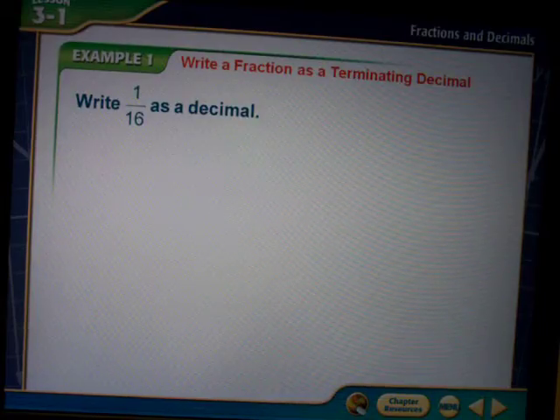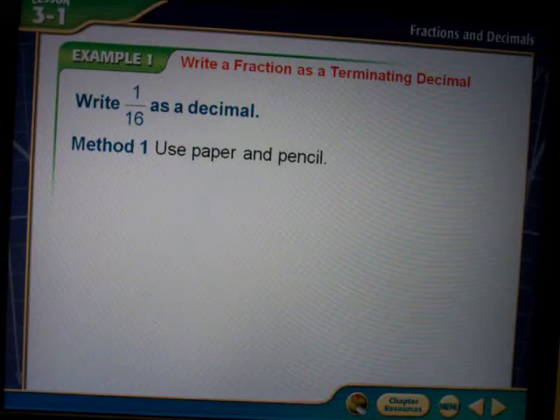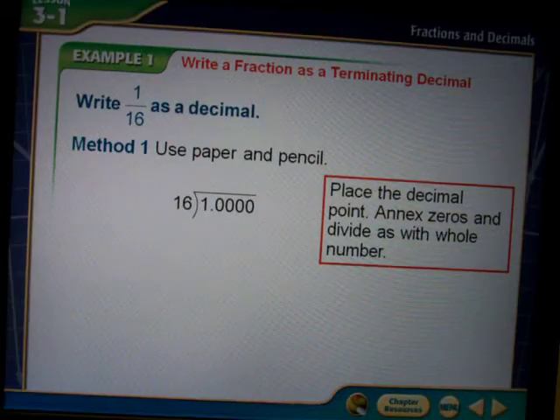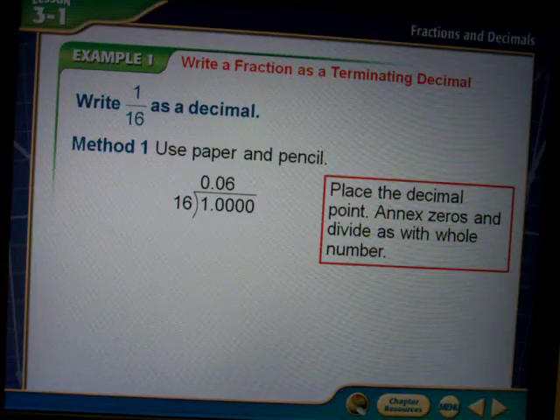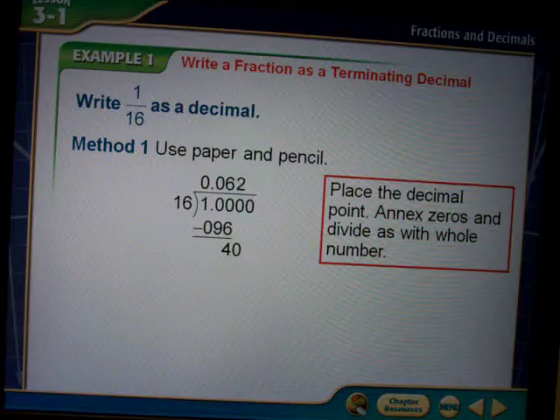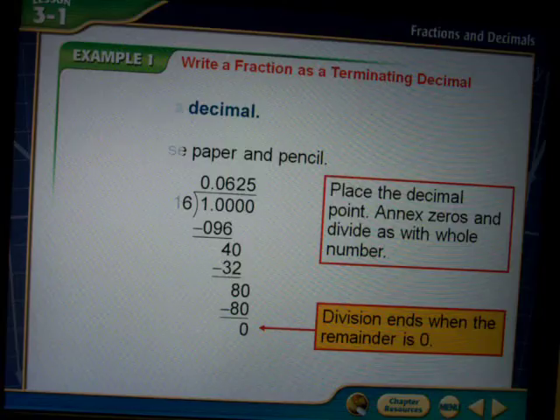So now here what we're going to do is write a fraction as a terminating decimal. So we're going to write 1/16 as a decimal. If you go through and divide it out using paper and pencil, you're going to place the 1 in your bar. You would put the decimal point and add zeros, and then divide as you're dividing with whole numbers. And this is just going to show you how you end up with a terminating decimal. The fact that the division ends when the remainder is 0, that's how we know it's a terminating decimal.